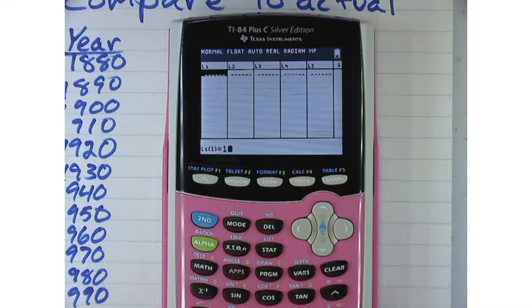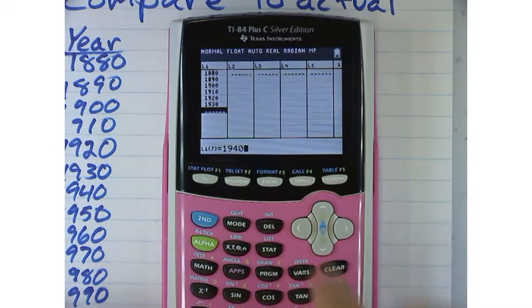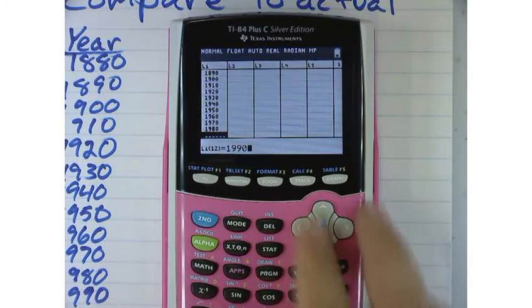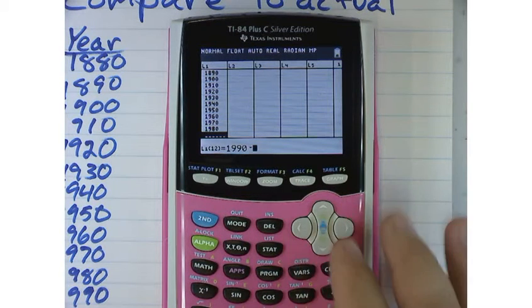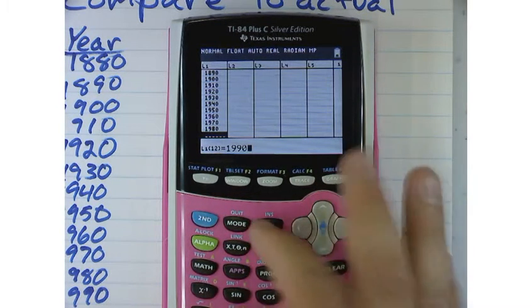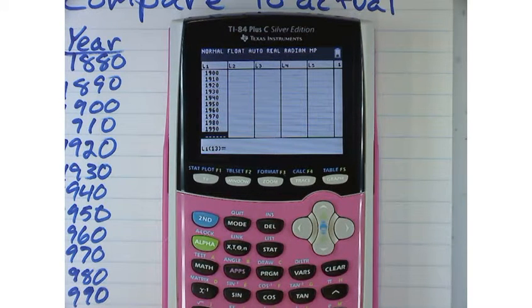So we're going to enter in 1880 all the way down to 1900. So we'll say 1880, 1900, 1910, 1920. Okay, did I get them all? Did I miss anything?